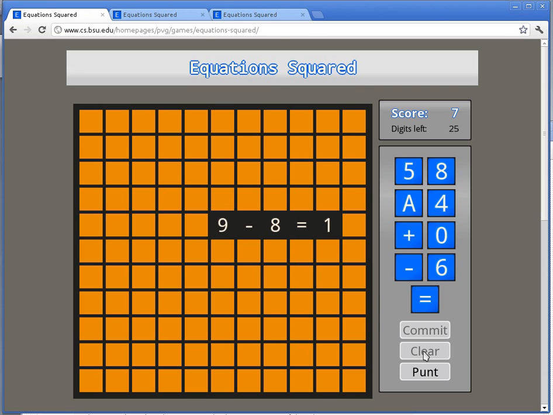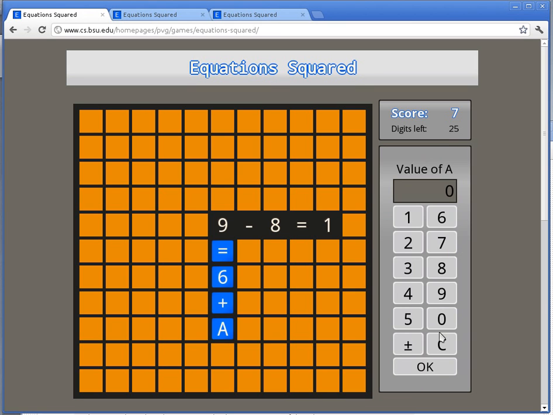Notice that in my current hand of tiles I have an a. This is a variable. I can use this within an equation too, and when I do so, I have to give it a value that makes it true. For example, 9 equals 6 plus a. This is only true if a has the value of 3.